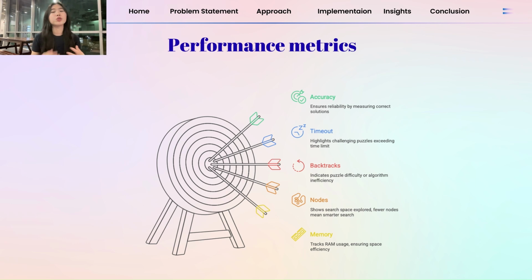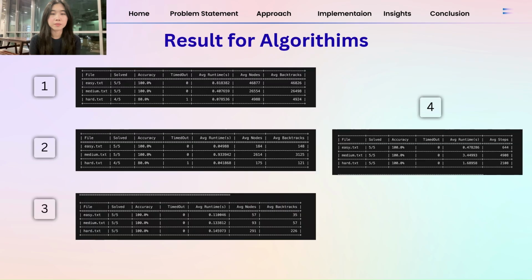And accuracy, it shows the percentage of puzzles being solved correctly. And lastly, we have timeout. It checks if solving takes longer than 30 seconds, highlighting the puzzles that challenge the algorithm. These are the results from running all four algorithms. So for better visualization, we'll be inserting graphs instead.